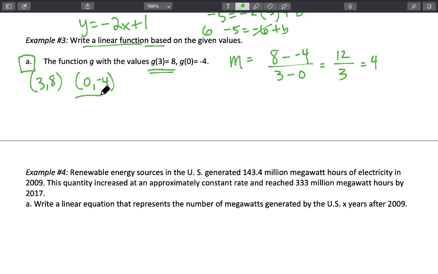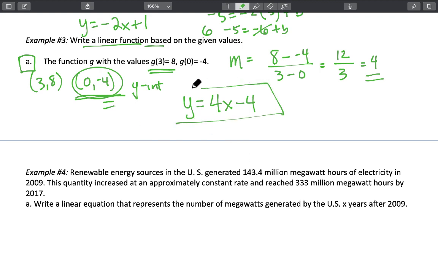All right, now looking at my 2 points, I see that I do know what my y value is when x is equal to 0. So this point here, 0, negative 4, must be my y-intercept. And because it's my y-intercept, I'm ready to write my equation. Y equals 4x minus 4. I got my slope of 4 and my y-intercept of negative 4, and therefore my equation is y equals 4x minus 4.